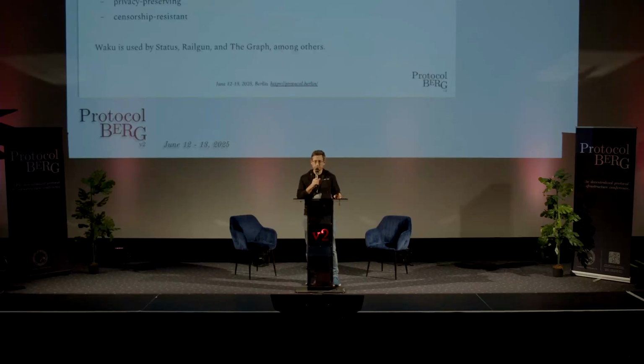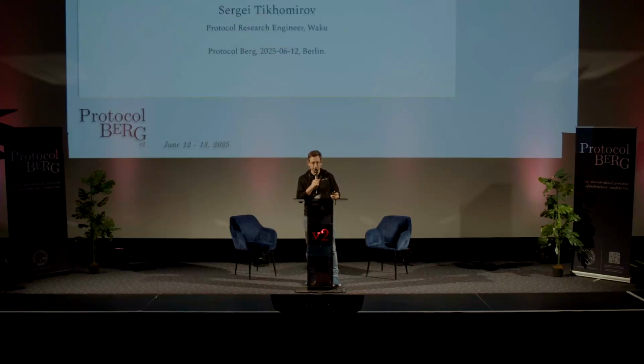So Waku is a family of open source, modular, peer-to-peer communication protocols. The goal of Waku is to establish a peer-to-peer communication layer that decentralized applications, or just applications in general, can use for their communication needs. It is currently used by projects like Status, which is the messenger, which started this whole thing. We grew out of Status. Also Railgun, the Graph, and other projects. We aim to be permissionless, decentralized, privacy-preserving, and censorship resistant.